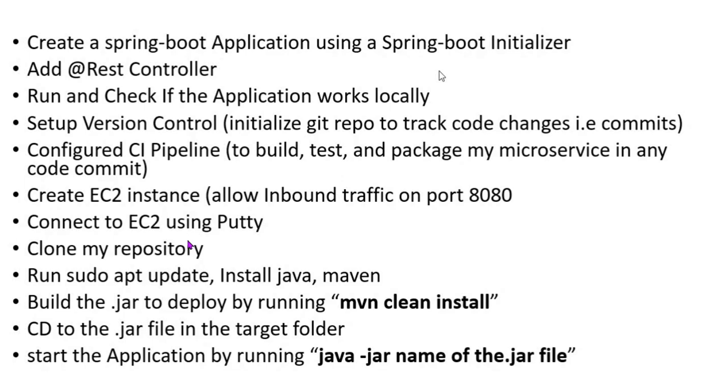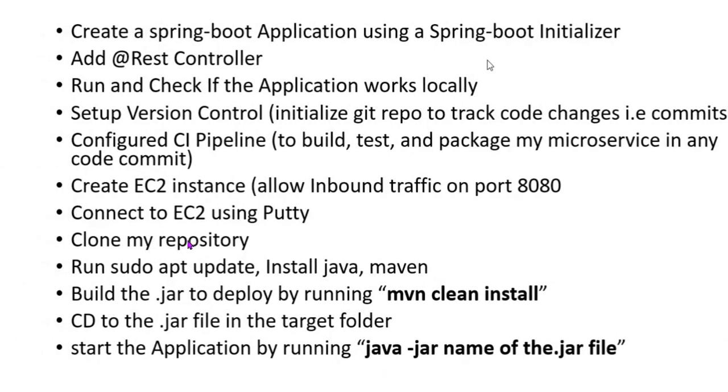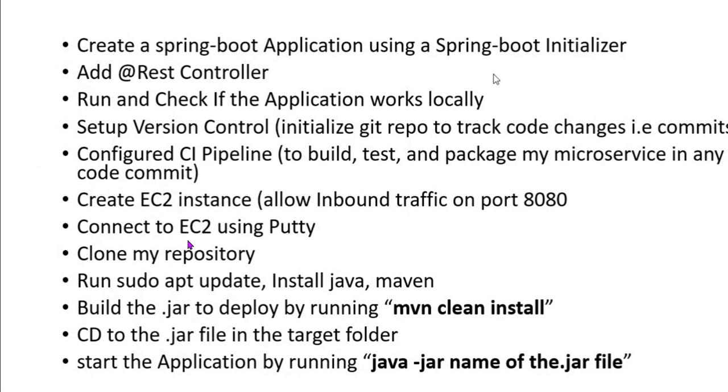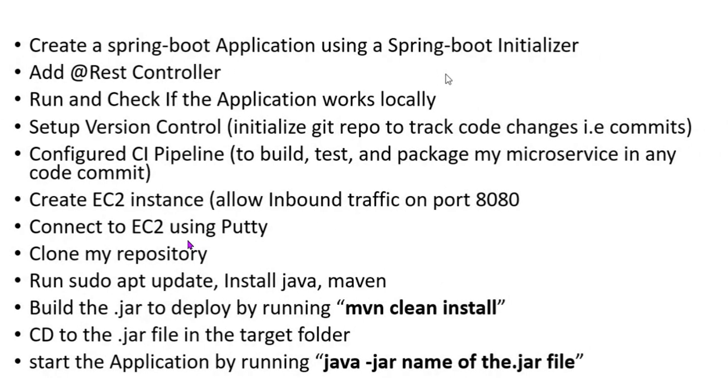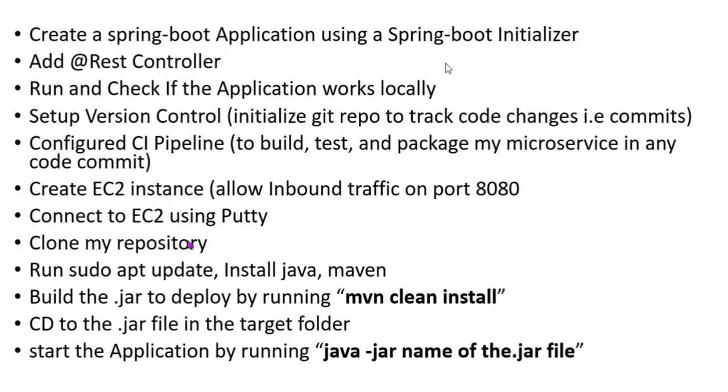Then I ran it locally to check if it works. It worked. Then I also set up my version control. I created a repo on GitHub. Then on my local machine, I did git init, everything, and pushed it to GitHub. Then I configured the continuous integration pipeline.